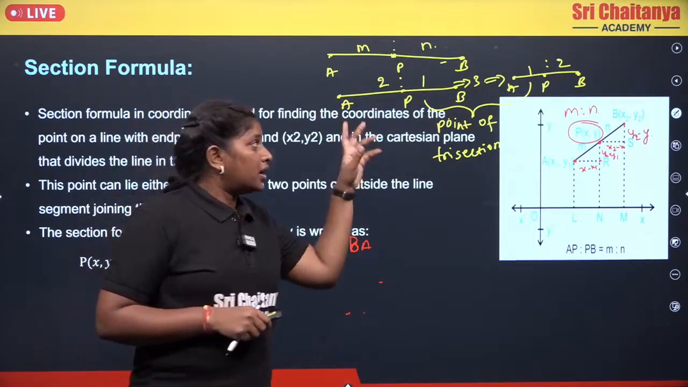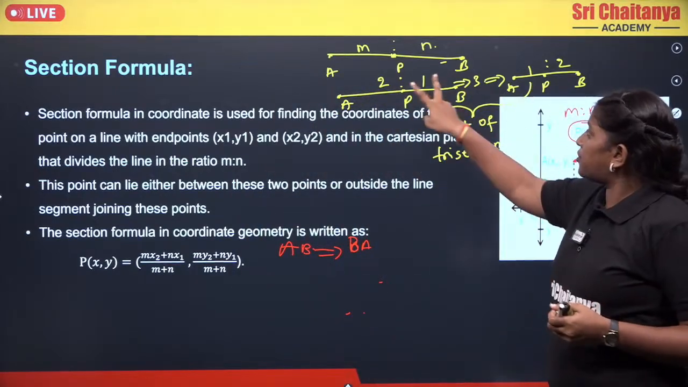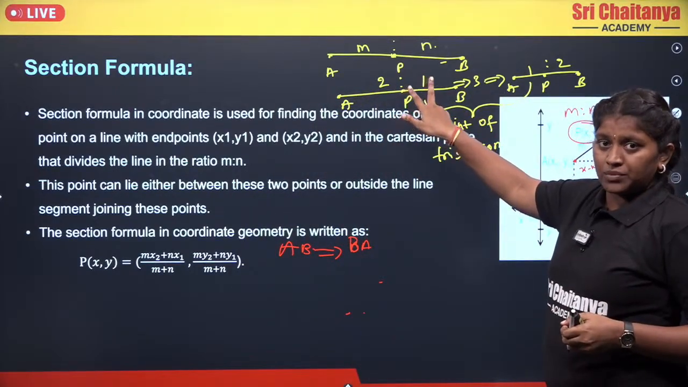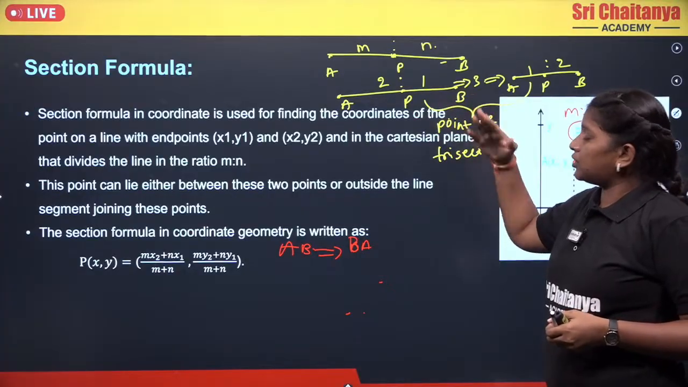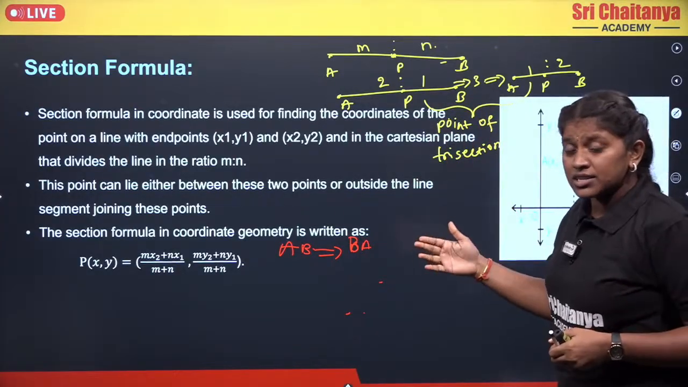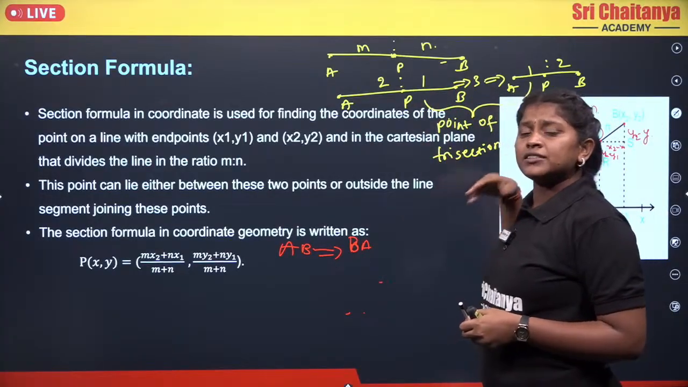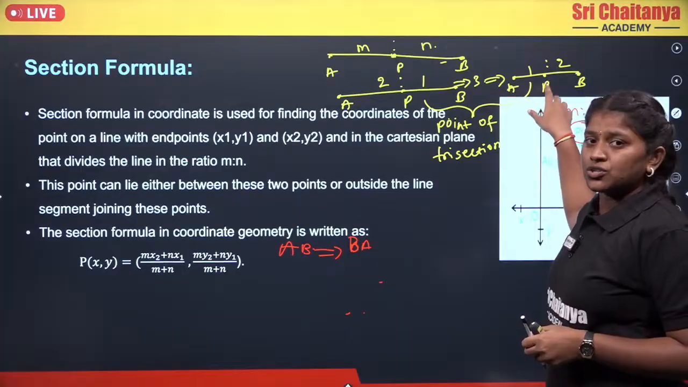Clear? So here how can we know? Suppose you take 2:1, and you should verify the conditions. If the conditions are satisfied, then you can go for 2:1, and if the conditions are not satisfied, then we will go for 1:2.